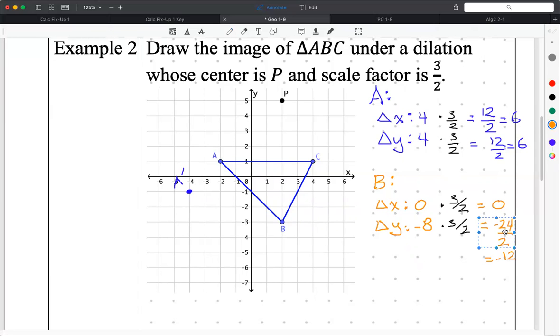So if something doesn't move, like there isn't a change in X, what would you do for that? Would it just be 3/2? Well, that means the change in X is 0, and 0 times the scale factor of 3/2 is still 0. Yep.